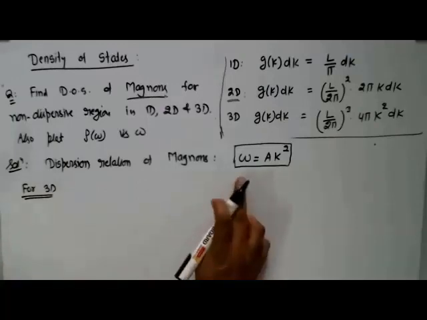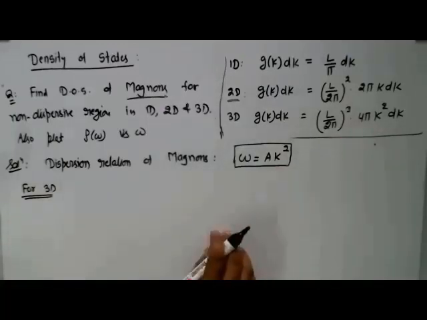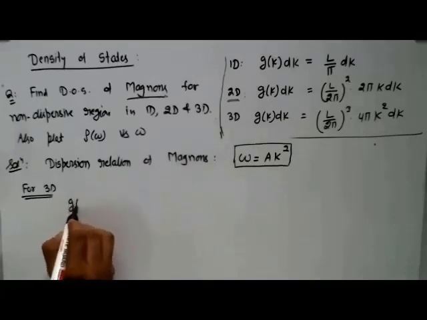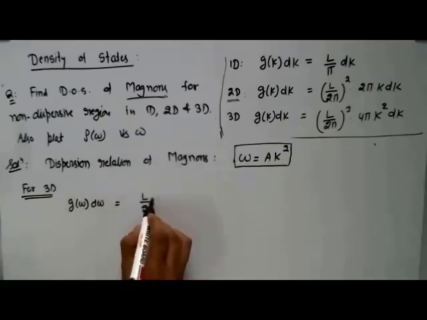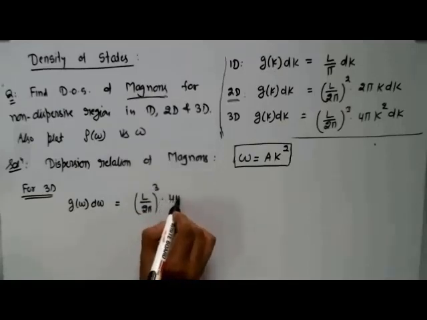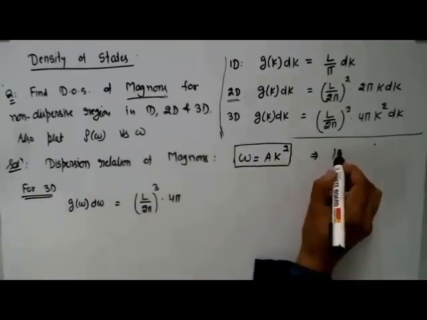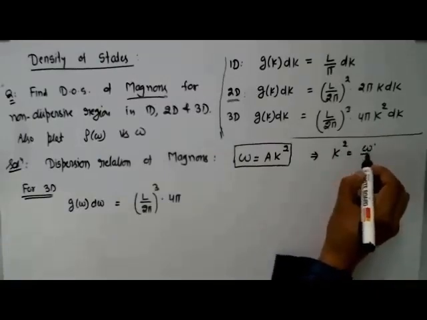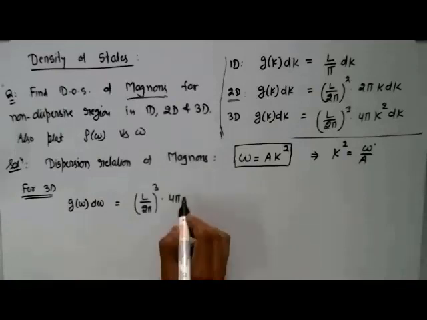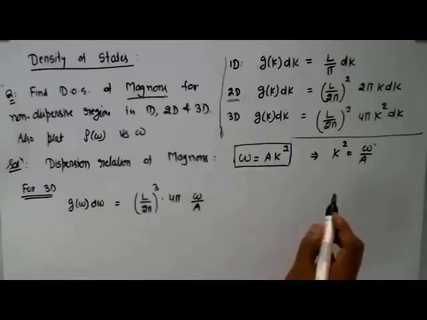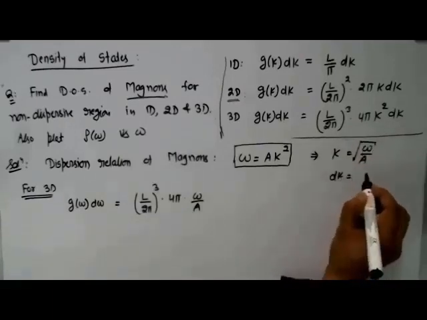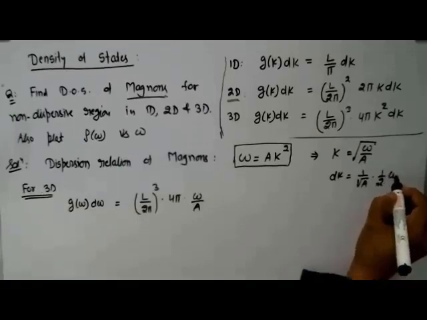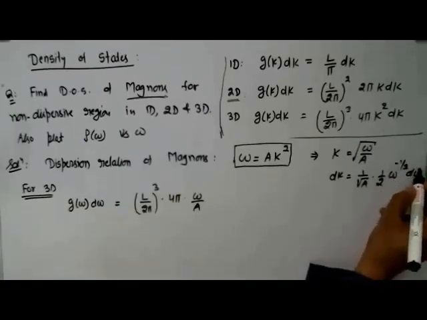So for 3D, now you have to put this term in this equation. So you're going to have then on the left hand side a function of angular frequency and L upon 2 pi whole cube 4 pi. Now from this equation, the k square is what? Omega upon A. So this becomes omega upon A, and the k is this much, and dk becomes what? Then 1 upon root A and 1 upon 2 times omega to the power minus half into d omega.